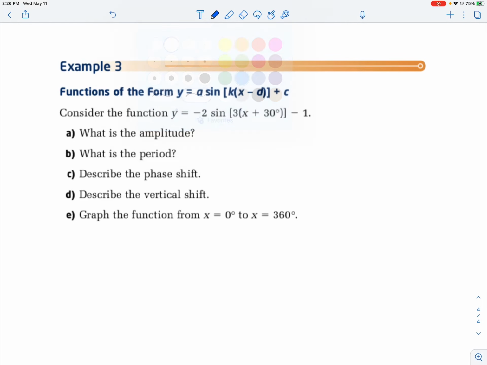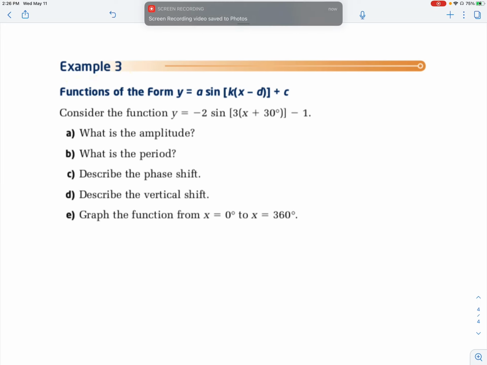Okay, welcome back. In this example 3, we're now going to look at a sine function in this form. Meaning we have parameters for a, k, d, and c, and you can see those respectively here in the equation. This is just going to ask kind of the same questions we did last time: amplitude, period, phase shift, vertical shift, and then graphing from 0 to 360. Okay, let's get this one started.